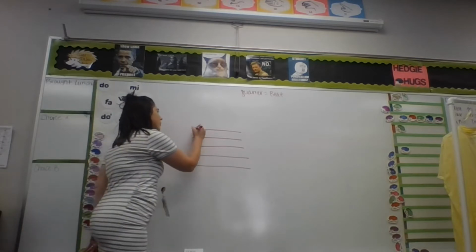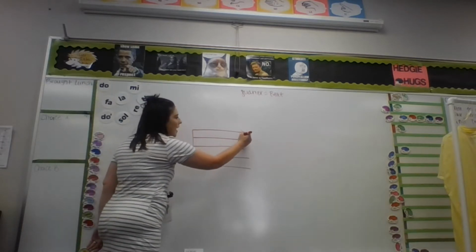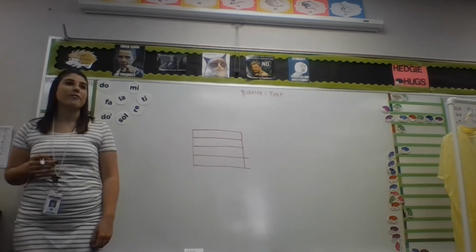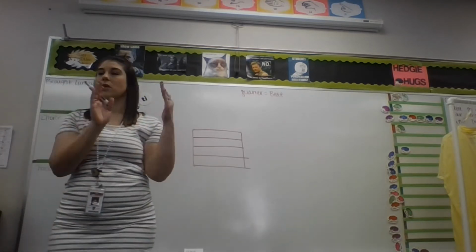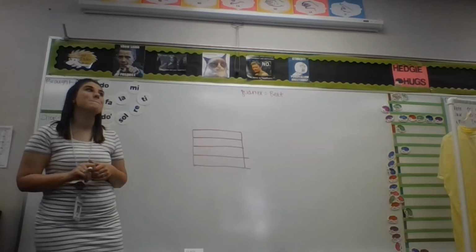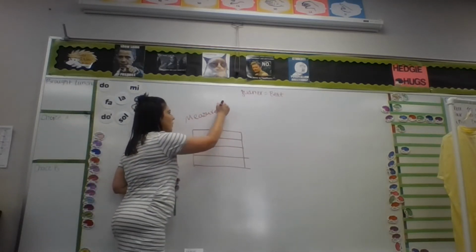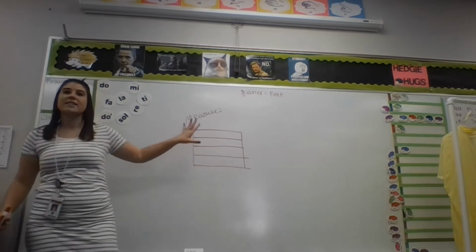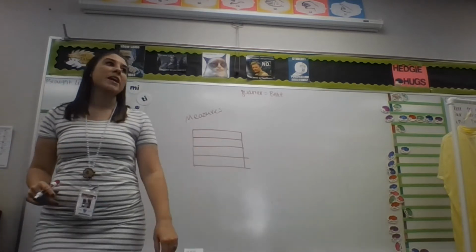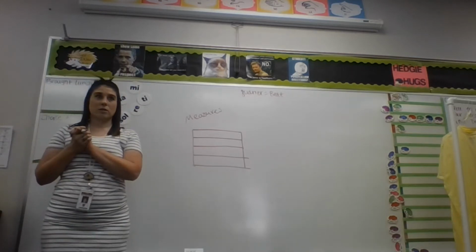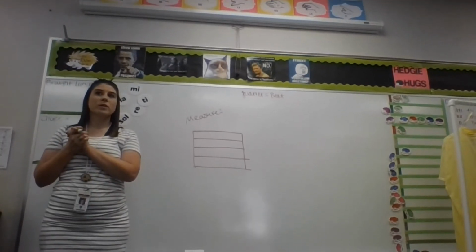Within our staff, we have these vertical lines called bar lines, and they separate our staff into little boxes. And we call those boxes measures. So a measure is each box that's created when we add bar lines to our staff. Yes? Okay.